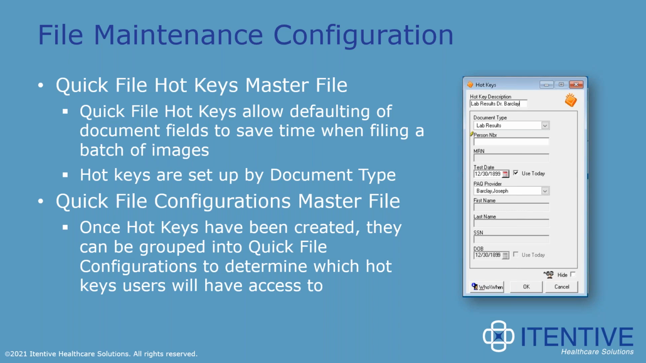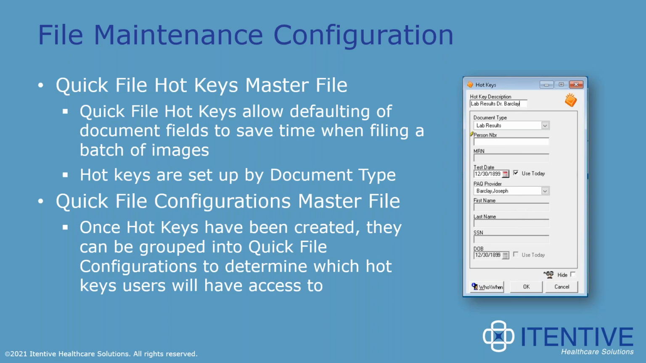Those were the basic settings that are usually added by all practices. These next settings are optional features just to make filing a little easier. One of those optional features is our quick file configurations. There are two quick file master files. The first one we would start with is what we call our quick file hotkeys. Our quick file hotkeys can be used to save time when users are filing images by allowing defaulting of certain document fields. These hotkeys are set up by document type.